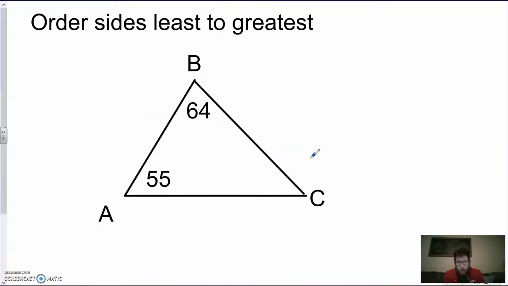So let's try going the other way. See if you can order these sides from least to greatest.